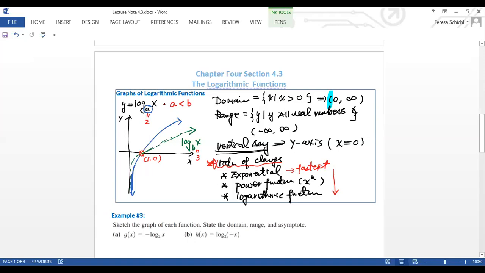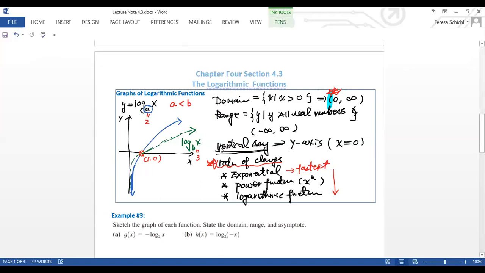So we covered a lot of good information in this note. You have to know the domain and the range. Be careful with the domain here, which cannot equal 0. Then you also need to know the vertical asymptote.